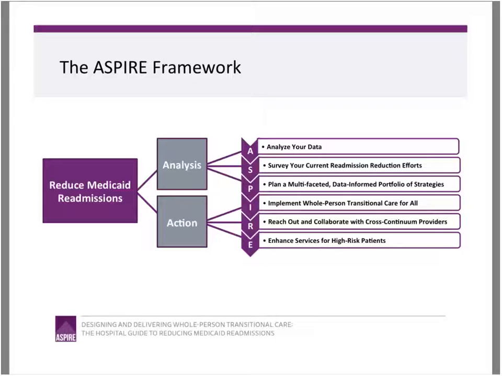The ASPIRE framework encourages readmission reduction teams to reduce Medicaid readmissions by working through a set of steps, a work plan, to understand and develop a data-informed portfolio of strategies that can reduce readmissions, specifically Medicaid readmissions, and to deploy action in improving care and transitional care in 3 different domains: improving standard hospital-based transitional care for all patients, reaching out to collaborate with cross-continuum providers, and today's topic, enhancing services for patients at high risk of readmission when the former strategies will not be sufficiently robust or comprehensive in order to meet their post-hospital needs.